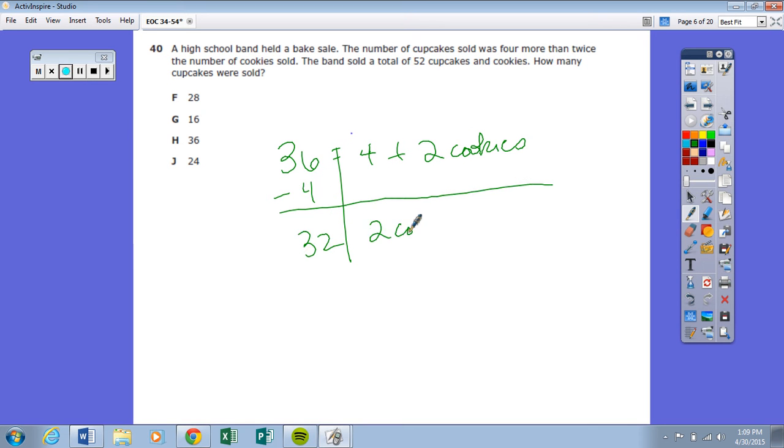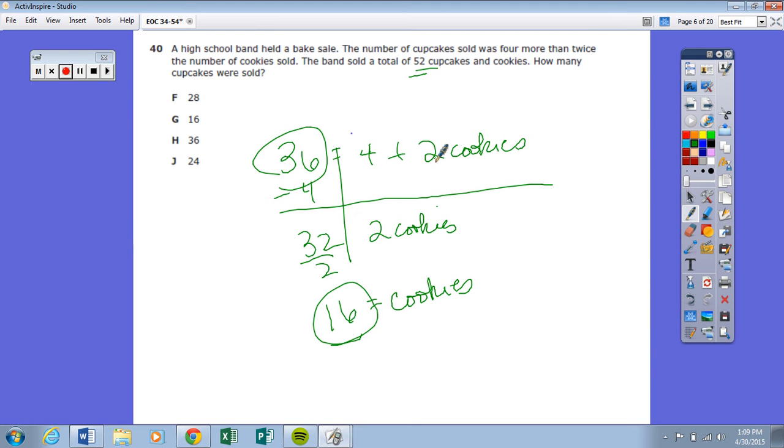32 equals 2 cookies. And then I'll divide by 2, so 16 equals cookies. So does the 16 cookies plus the 36 cupcakes equal the 52? I think so. So that should be your answer.